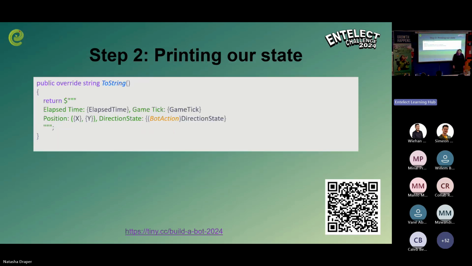Then in our bot state DTO, I also just created a toString function. This is not necessary. It's just a little helper just so we can print it out to the console and see a bit of information.